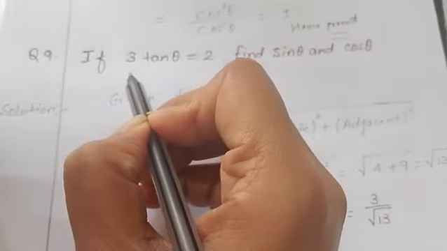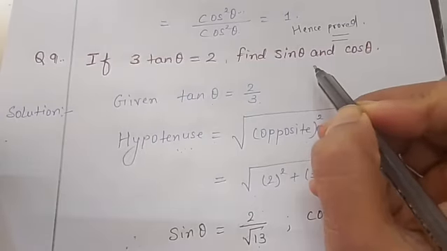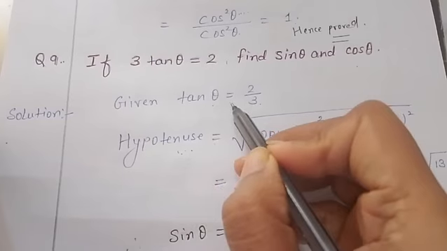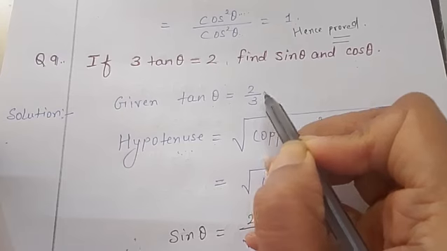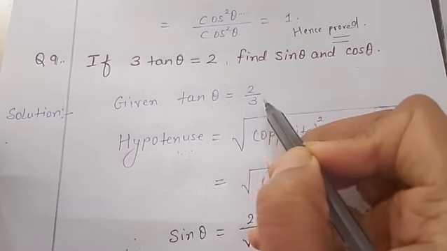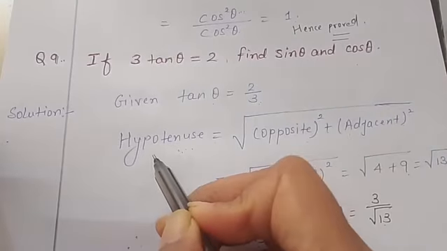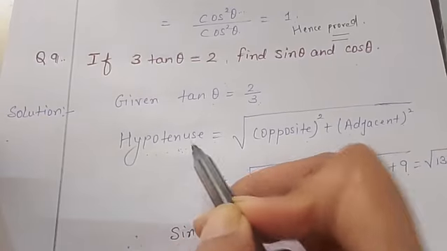Moving to question number 9. If 3 tan theta is equal to 2, find sin theta and cos theta. Given tan theta is equal to 2 upon 3. So we take opposite is equal to 2 and adjacent is equal to 3. Now find hypotenuse using Pythagoras formula.